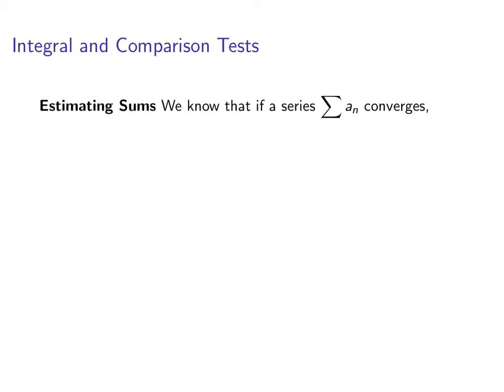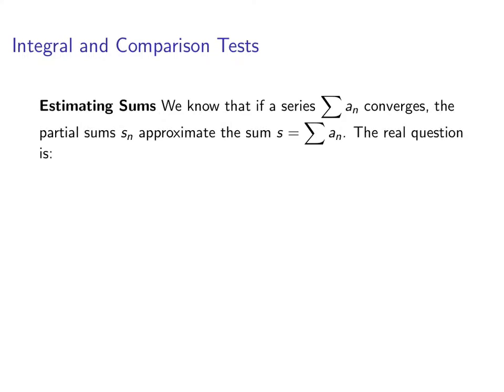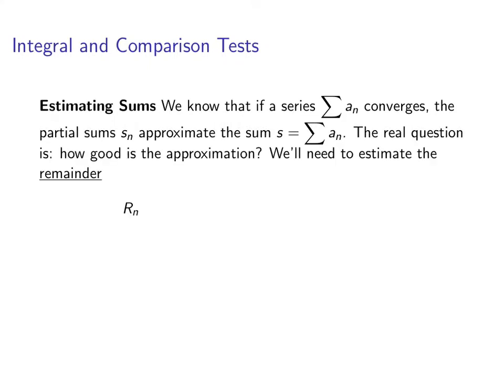Hello, calculus fans. So we know that if we have a convergent series, the partial sums approximate the total sum, S. The question that we want to ask is, how good is the approximation? So the idea is that we need to estimate the remainder.